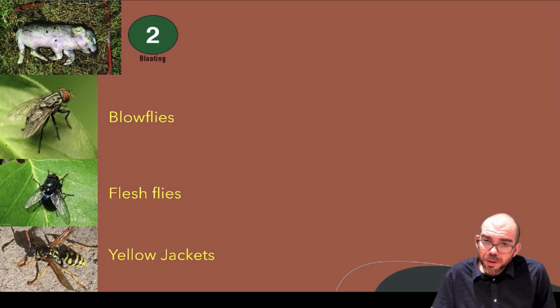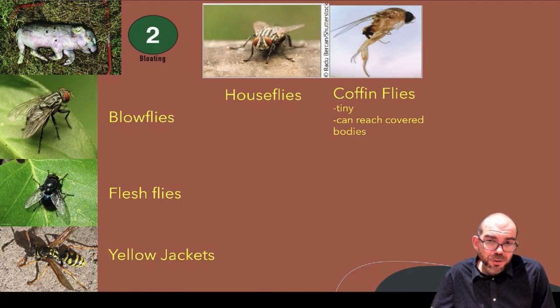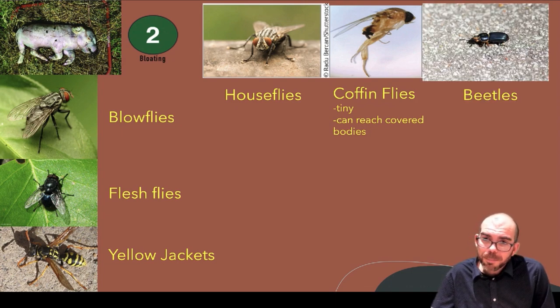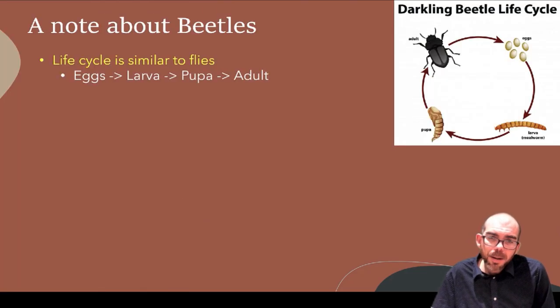Now, moving on to the bloating phase, we still have blowflies, flesh flies, and yellow jackets, but some new insects come in. We'll get some house flies, some coffin flies, which are the tiniest and the only ones that can actually get into covered bodies. They're small enough to fit through the fibers of a cloth. And beetles will begin to arrive to eat the bloating corpse. We'll also get to see the development of maggots, of larvae. So if you see maggots or larvae, that's a clear indicator that whatever the maggots are in has probably been around a couple days. A couple notes about beetles.